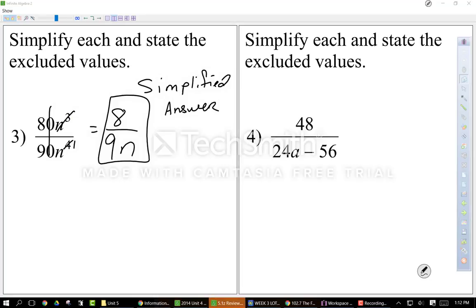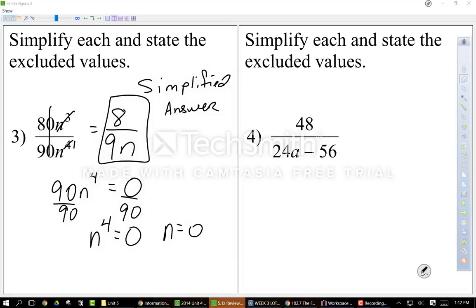Now, what I want to do is take the denominator, 90n to the 4 equals 0. Divide by 90. n to the 4 equals 0. Well, if you remember anything about powers, what number times itself 4 times will give me a 0? Well, n equals 0. No other number that I can take a power of 4 times will give me 0, ever, other than 0, because 0 times 0 times 0 times 0 is 0. So excluded values: n cannot be 0. So that's 3.